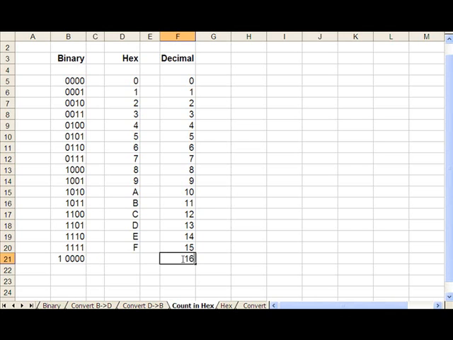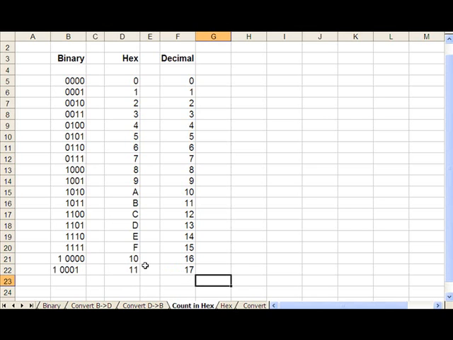In decimal, of course, 16 is 16. And in hex, we have 1 group of 16 and 0 groups of 1. So how would we represent 17? In decimal, it's 17. In binary, 1 group of 16 and 1 group of 1. And in hex, 1 group of 16 and 1 group of 1.